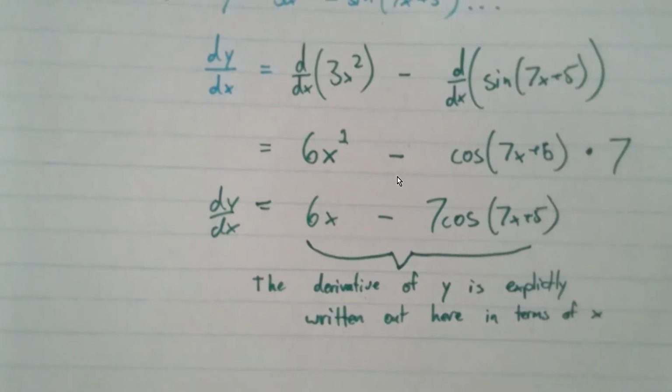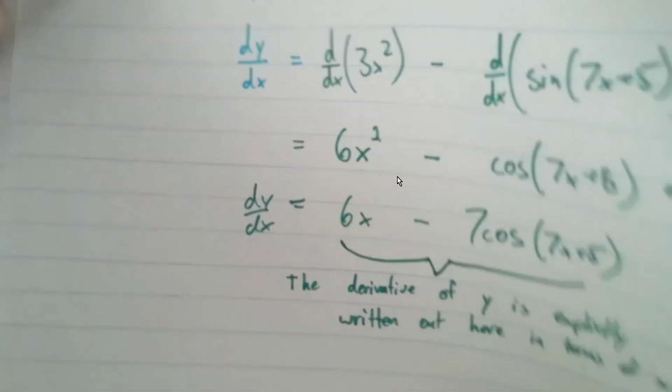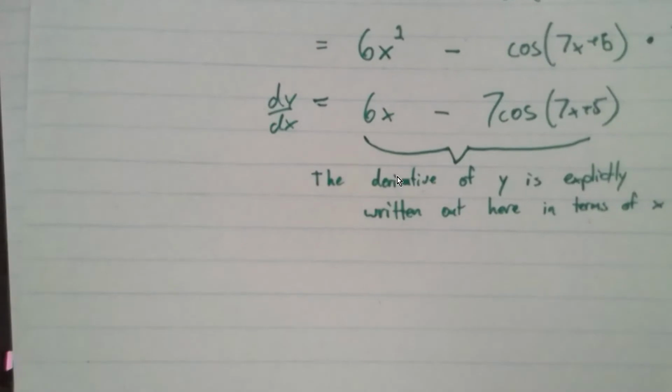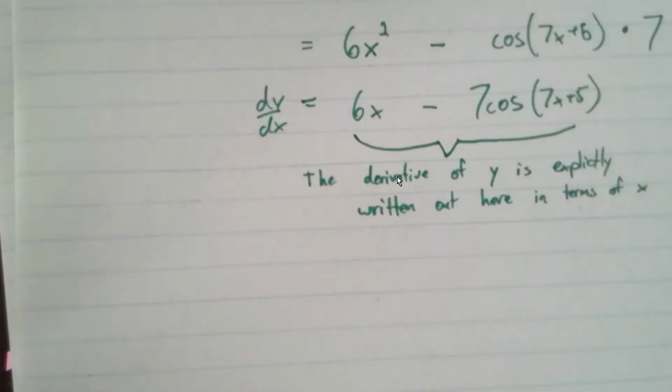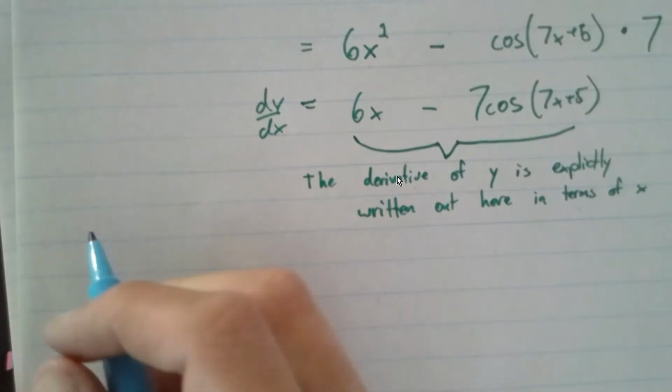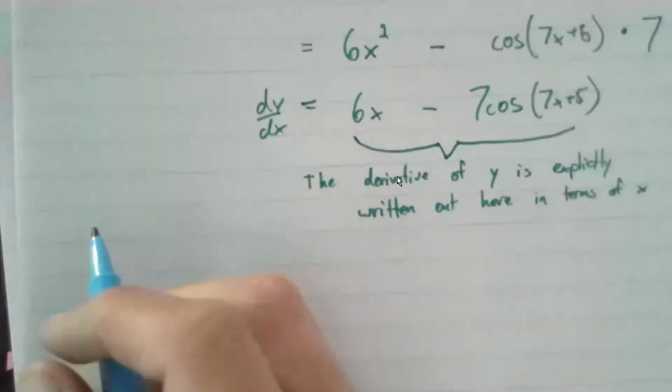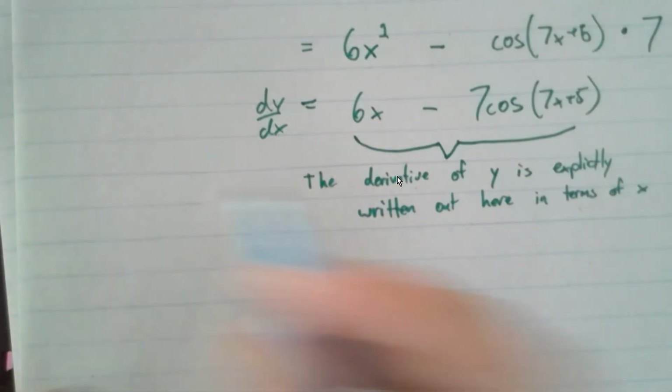Slowly, we're going to transition. I'm going to move this up to what's called implicit differentiation, where there is implicit meaning in what you're taking the derivative of.